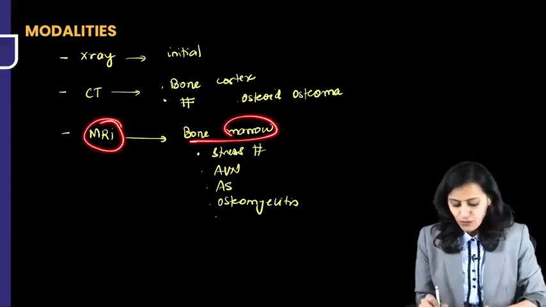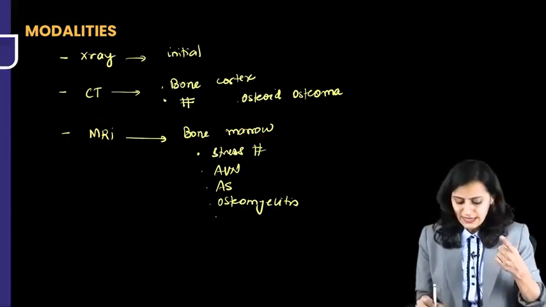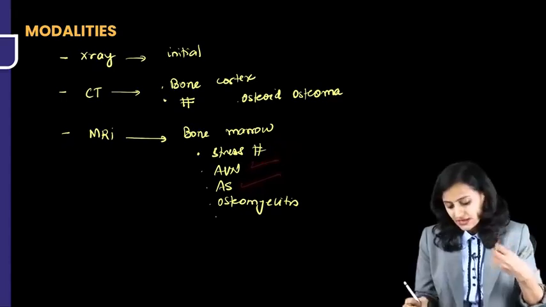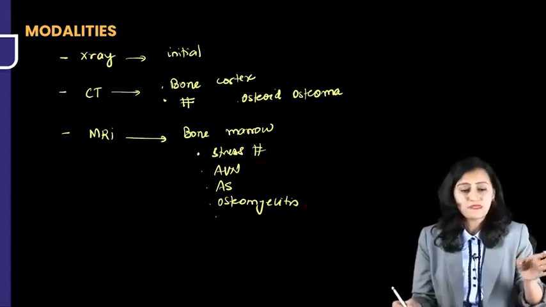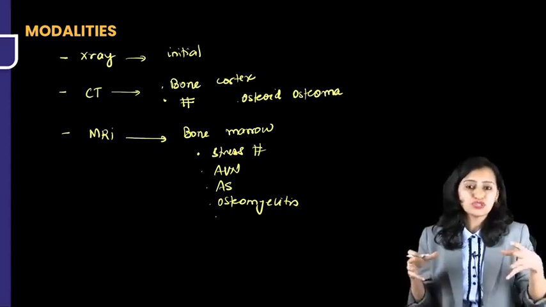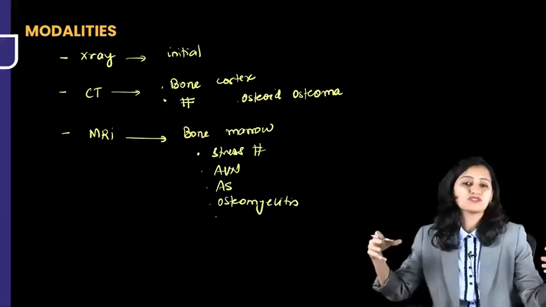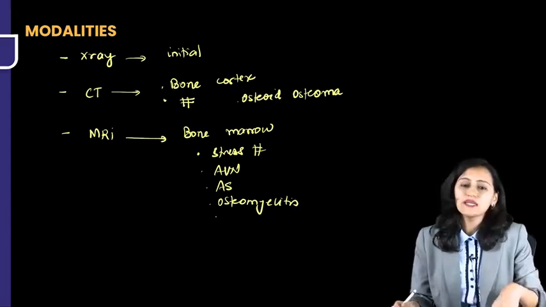MRI is for bone marrow, M for MRI. So bone marrow edema like in stress fracture, avascular necrosis, ankylosing spondylitis, osteomyelitis, MRI is the most sensitive investigation. Even for evaluation of bone tumors to look for the extraosseous extension, how much they've gone into the soft tissues, the neurovascular bundle involvement, all of that is seen on MRI.